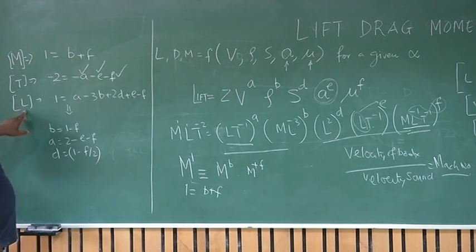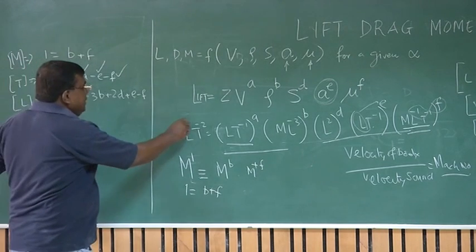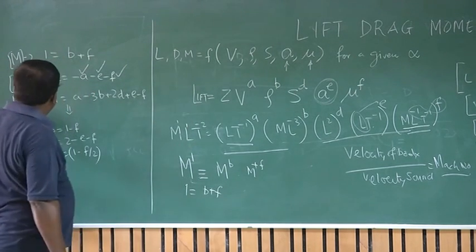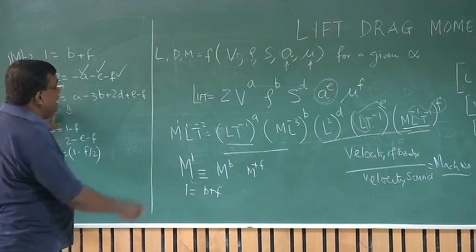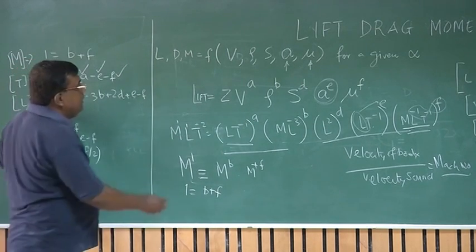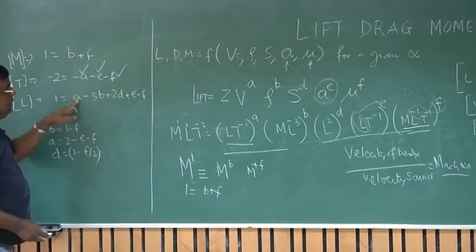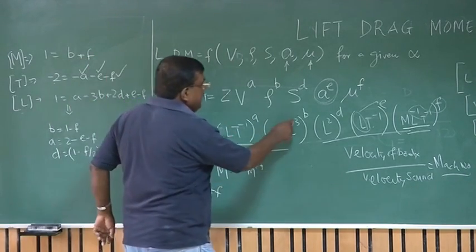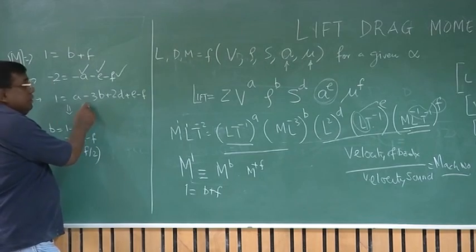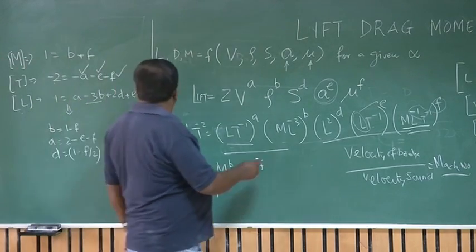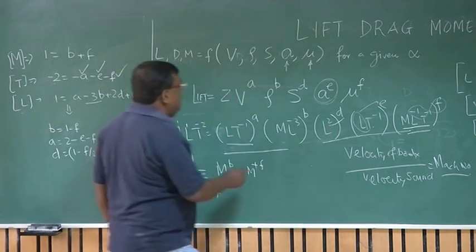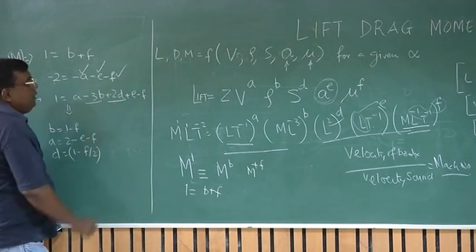If I check the dimension of L, in the left hand side, the exponent part, I am comparing the exponent, it's L to the power 1, so 1 is here. If I come here, L to the power A, so A is here. If I come here, it is minus 3B, you could see minus 3B is here. If I come here, 2D, so you could see 2D is here.